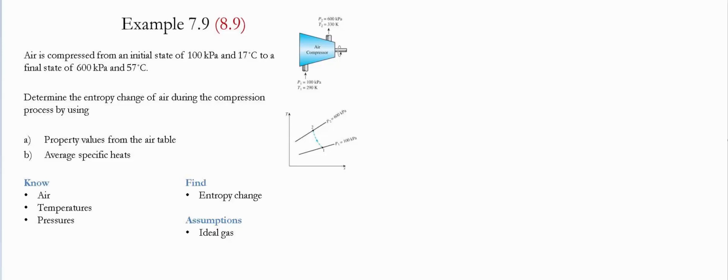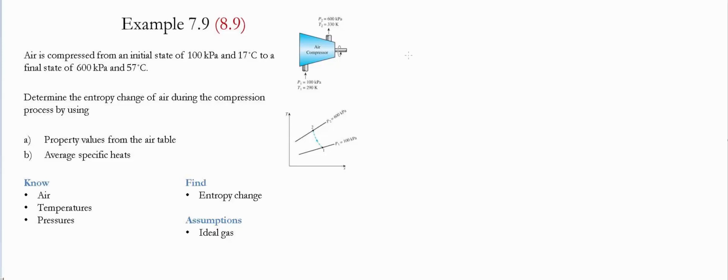Air is compressed from an initial state at 100 kilopascals and 17 Celsius to a final state of 600 kilopascals and 57 Celsius. We need to determine the entropy change of air during the compression process using the property values for air table and the average specific heats.